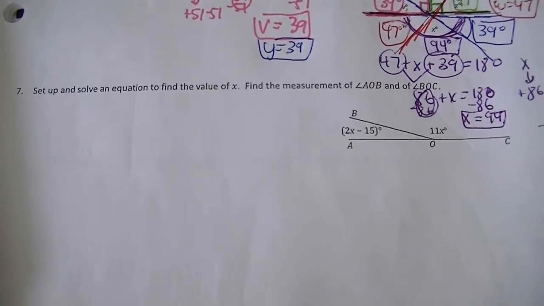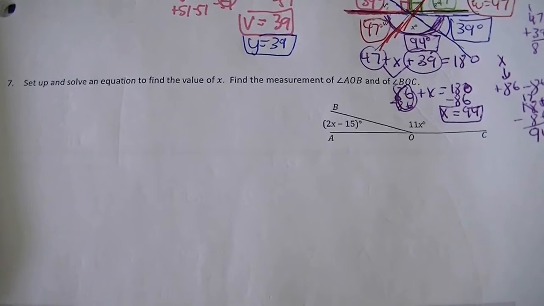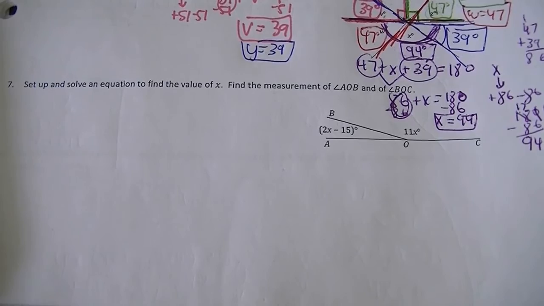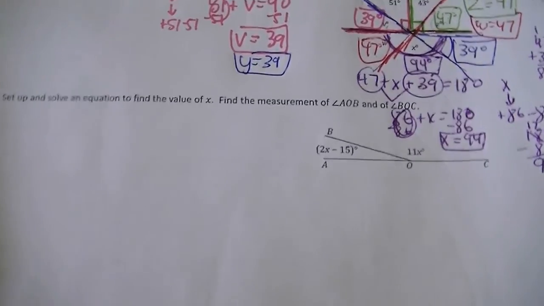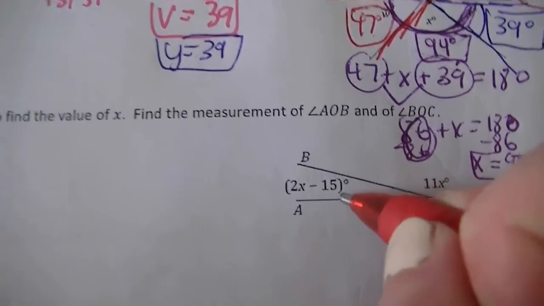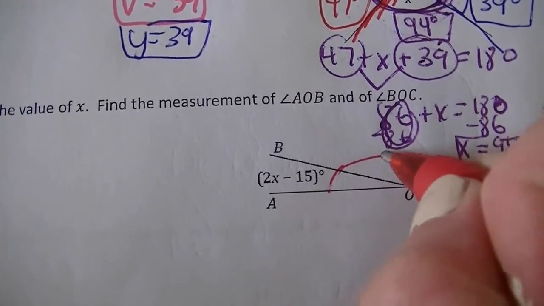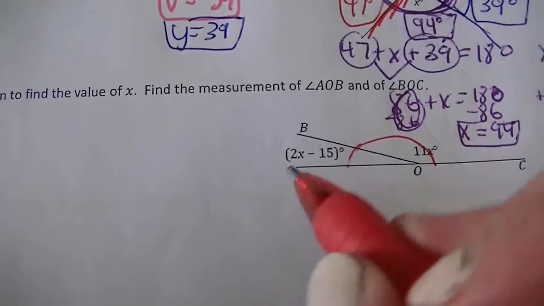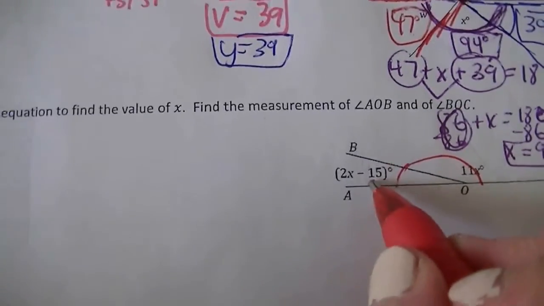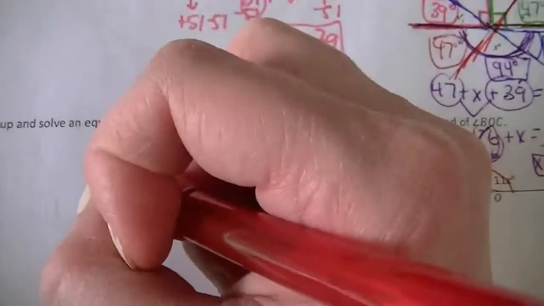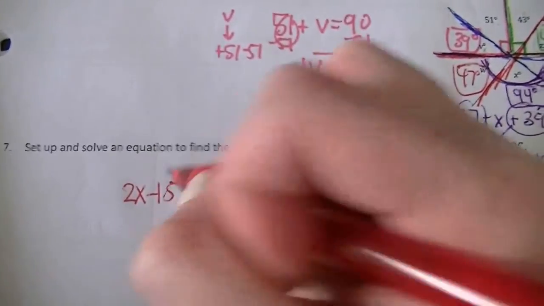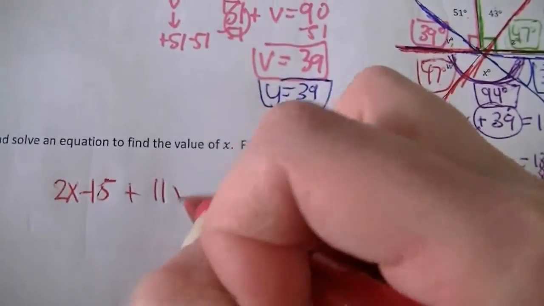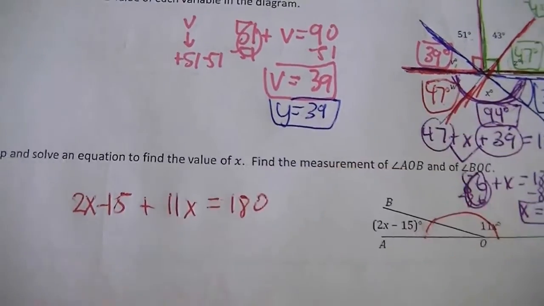For the last one on our page, the directions say, set up and solve an equation to find the value of x. Find the measurement of angle AOB and angle BOC. Looking at them, I know that this angle plus this angle have a sum of 180 degrees because they're supplementary. I'm going to write out this one to represent this angle, 2x minus 15. And if I add to it this guy right here, 11x, they should have a sum of 180 degrees, okay?